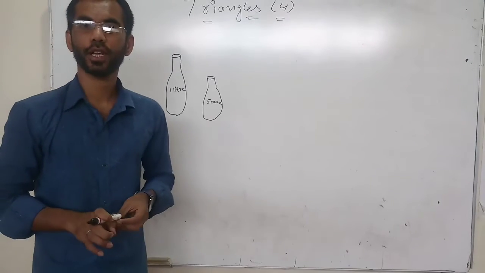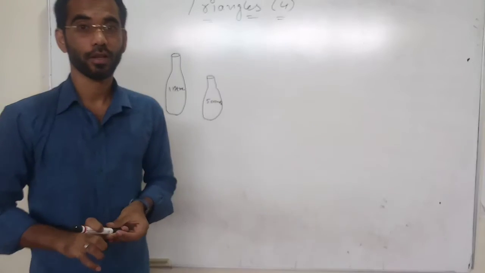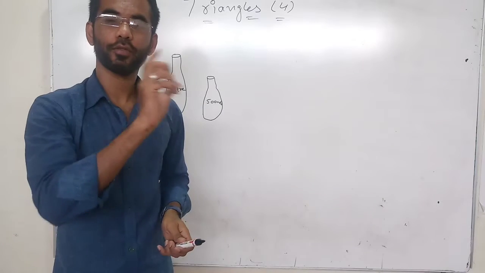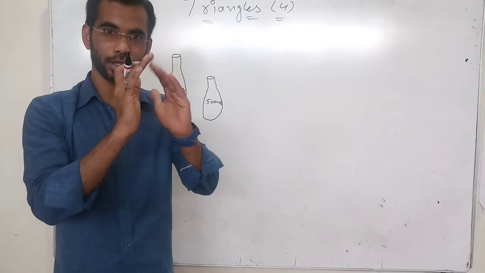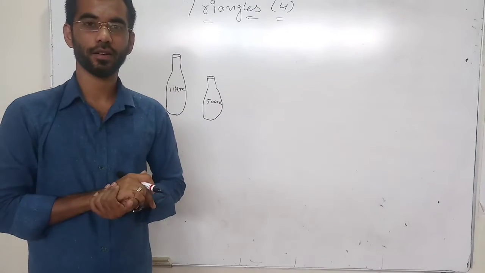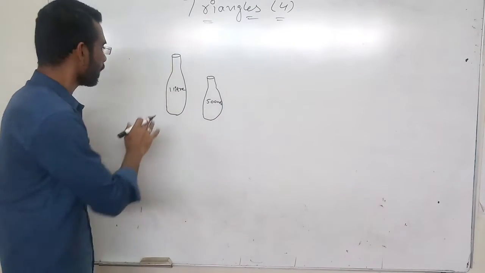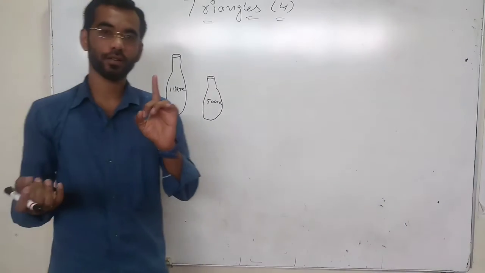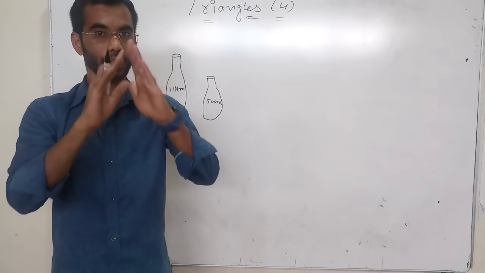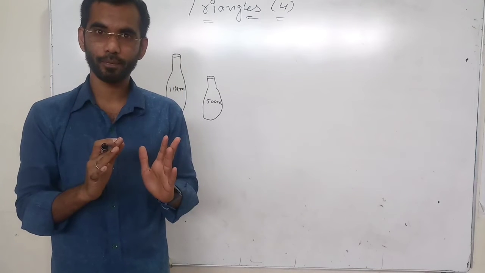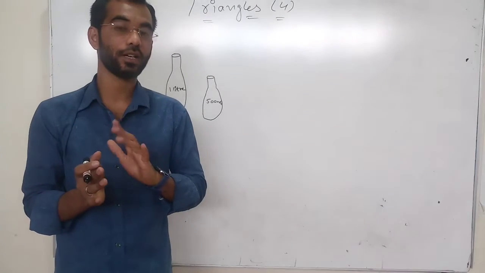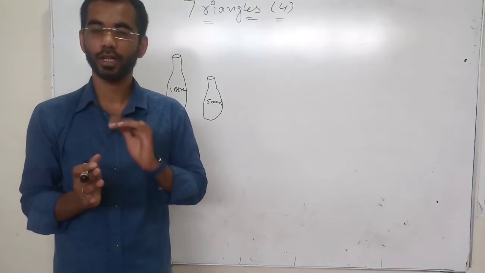And one more example from real life: if you take Parachute bottles, a 500 milliliter bottle and a 250 milliliter bottle, the shape of the bottles will be the same, but the size is different. Like that, if you take a 2 liter Thums Up bottle and a 1 liter Thums Up bottle, you will find that the shape is the same, but the size is different. Then it is called similar.